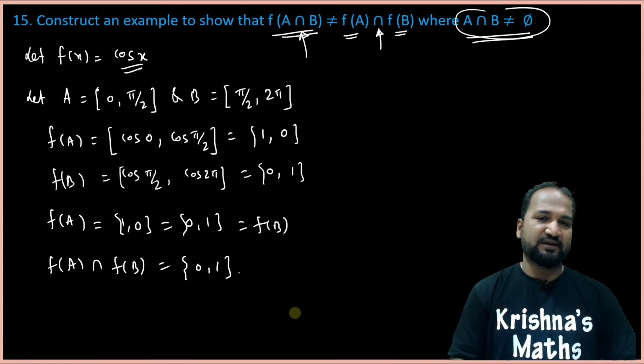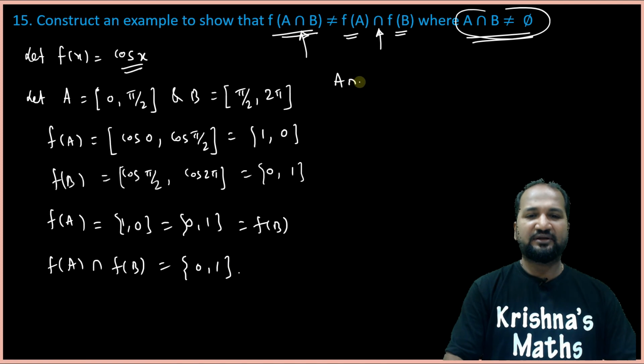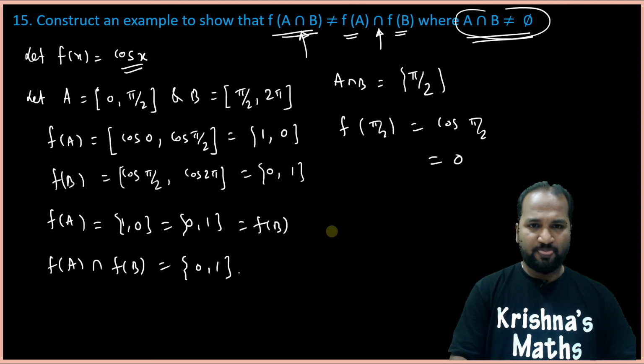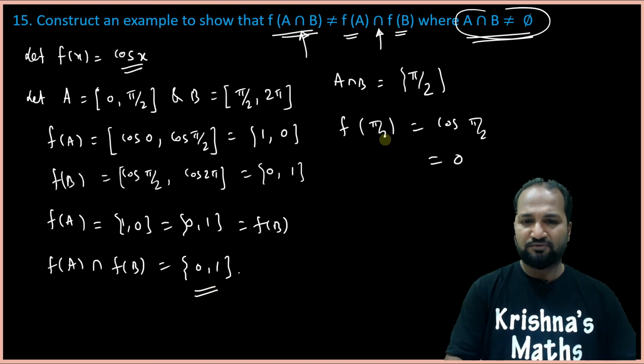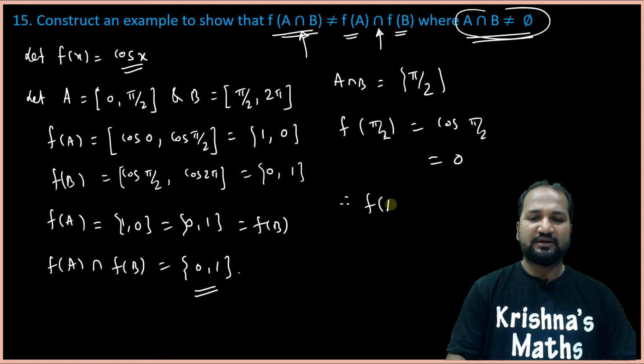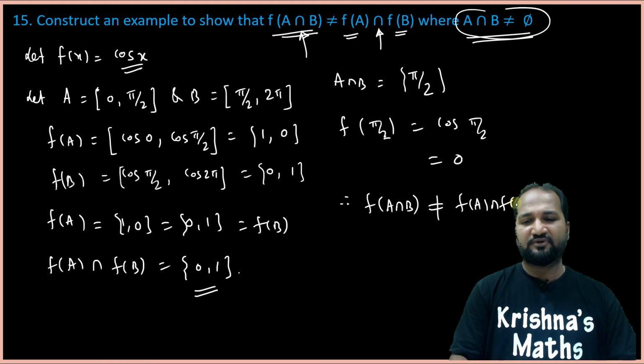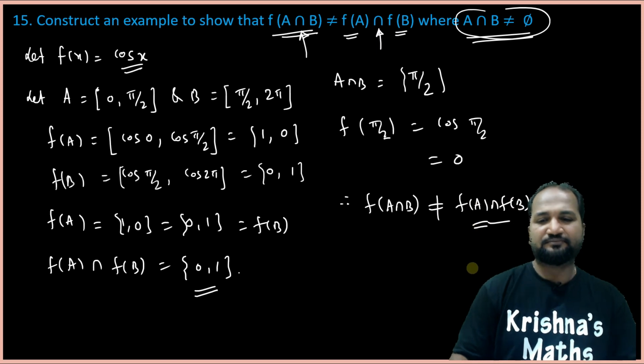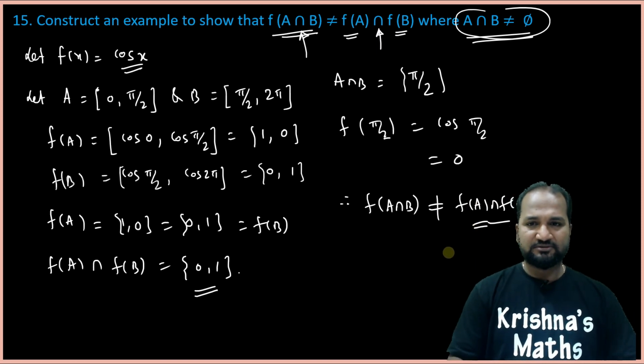Now the left hand side, f of A intersection B. First find A intersection B. A intersection B will be pi by 2, only the one element. Now f of pi by 2 is equal to cos of pi by 2, and cos pi by 2 equals 0. So f of A intersection f of B is {0, 1} and f of pi by 2 equals 0. Therefore we can say f of A intersection B is not equal to f of A intersection f of B. But this is a particular example. Okay, so this is the 15th.